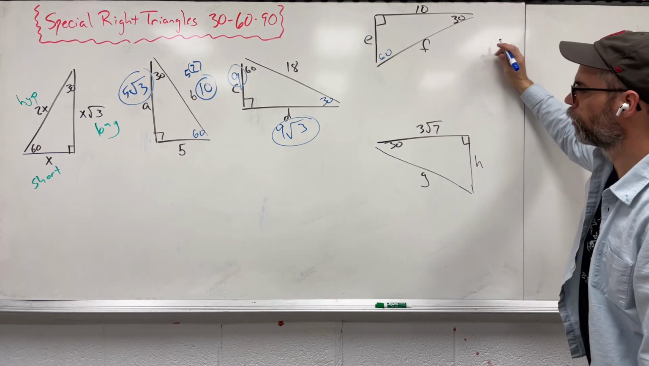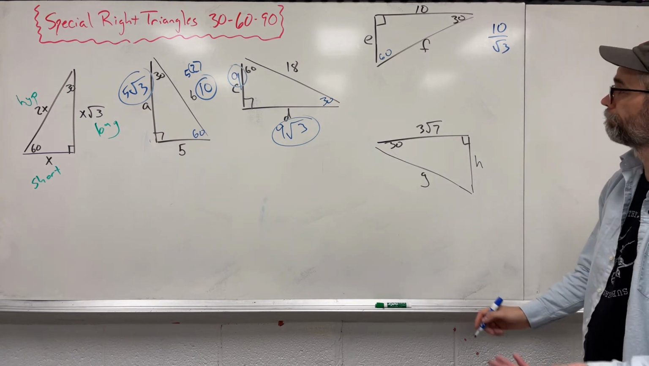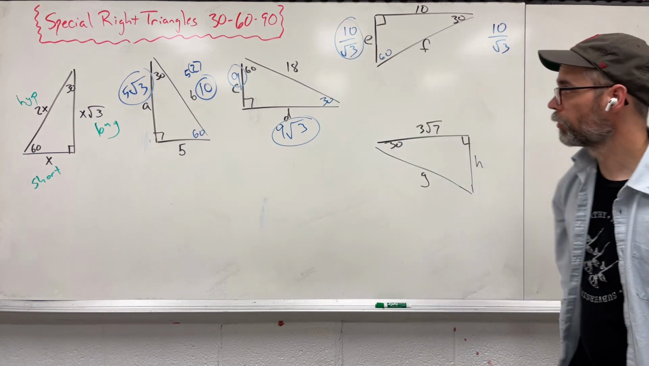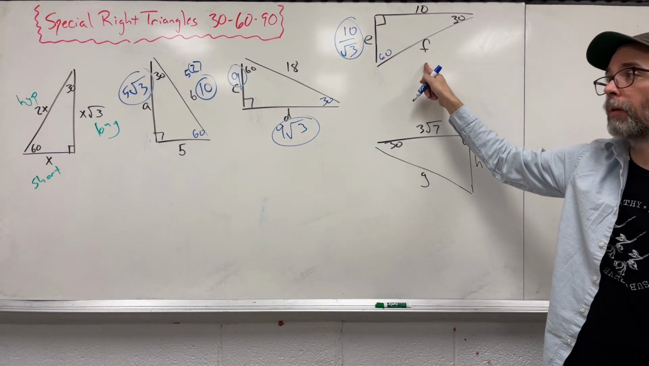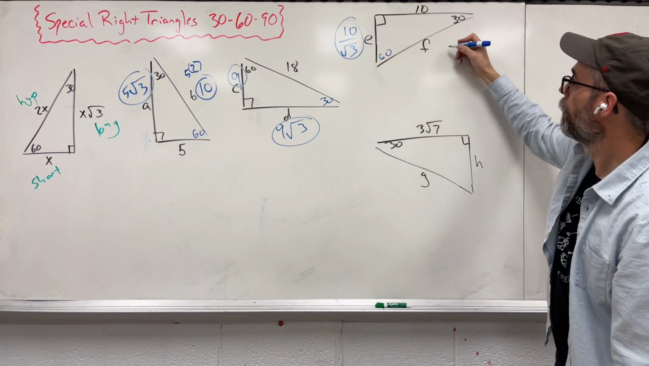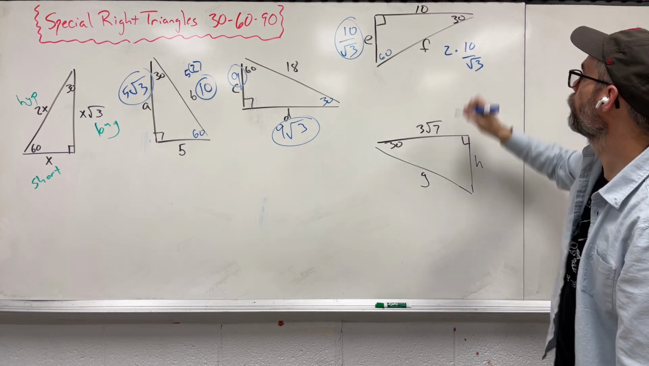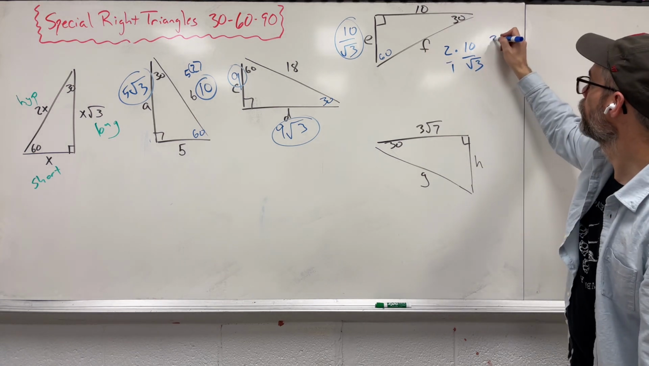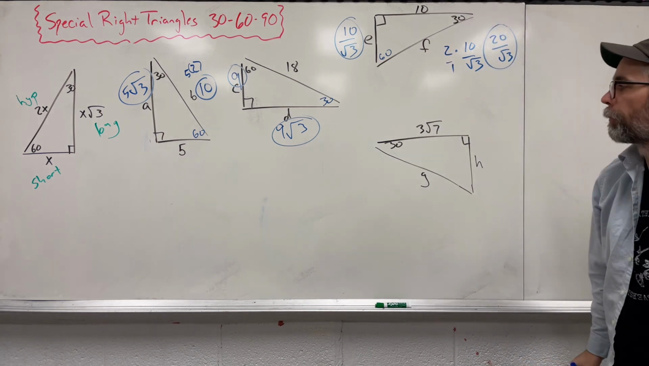So I'm going to do some work off to the side here. We're going to say 10 divided by radical 3. Well, that's what we're left with. I guess there's not much work we have to do there. There's your short leg. In order to go from short to hypotenuse, all you have to do is multiply by 2. So there I'm going to say 2 times 10 over radical 3. 2 times 10 gives me 20. I can leave that radical 3 down there on the bottom. That's my answer.